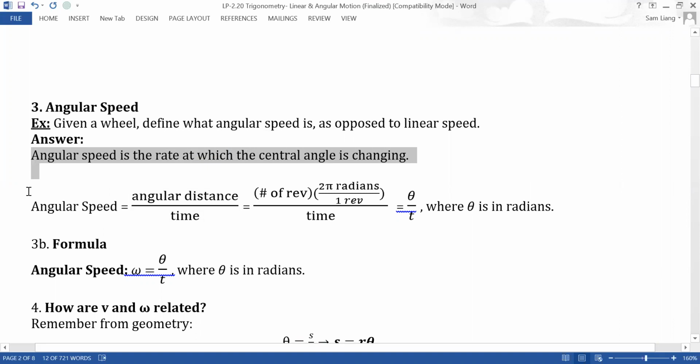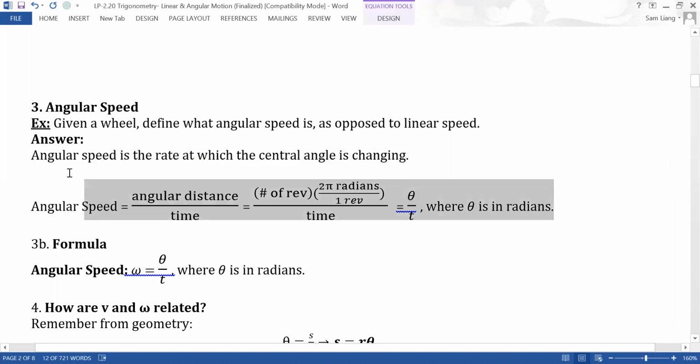Now, what I want you to copy down is the following formula. And actually, this definition would be good to copy too, because angular speed, you might not have seen it in physics class yet. I think you'll get to it in a later unit. So copy down this definition here, as well as this formula. And I'll add on this last one too.